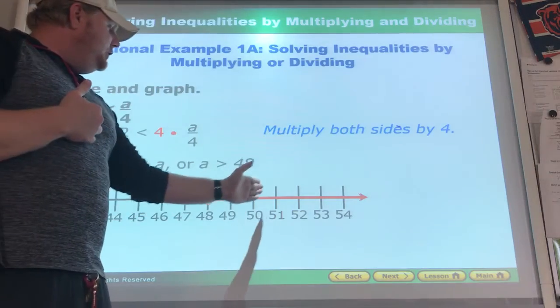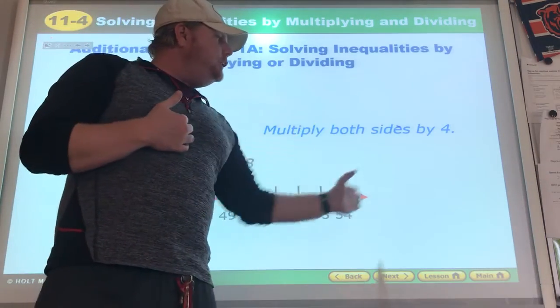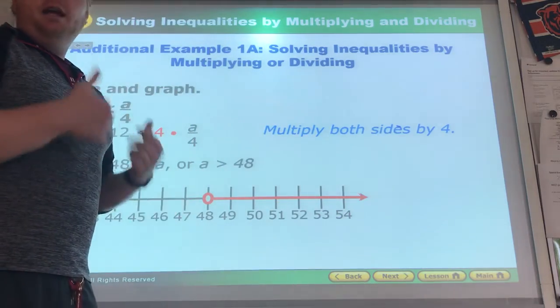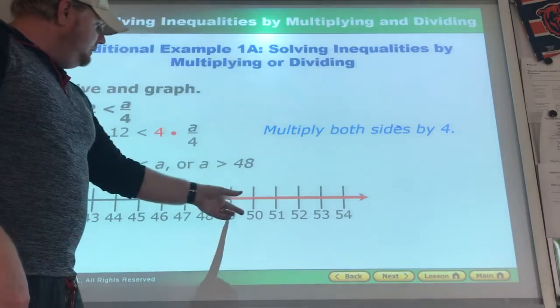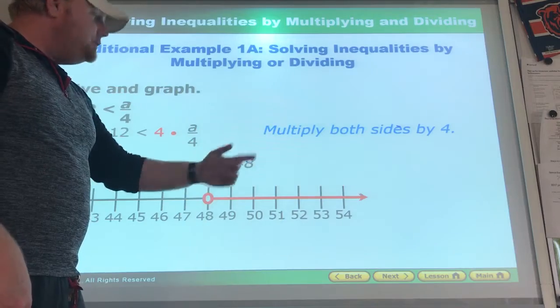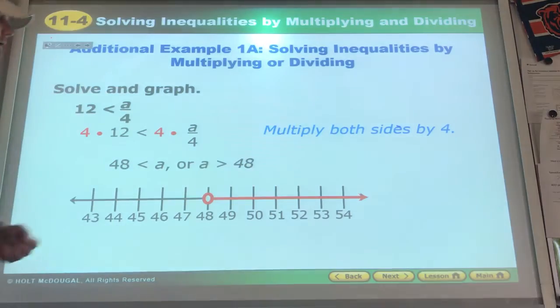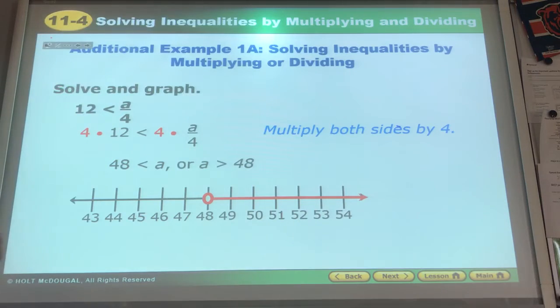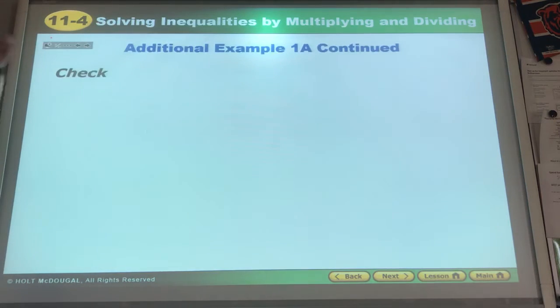Because 49, 50, 51, 52, 53, 54, all the way up to 7,482, they're all greater than 48 and all part of the answer. Heck, we could even include 49.5. That's greater than 48. That could be part of the answer. That's why we draw the line and include all those numbers. Let's look at another one.